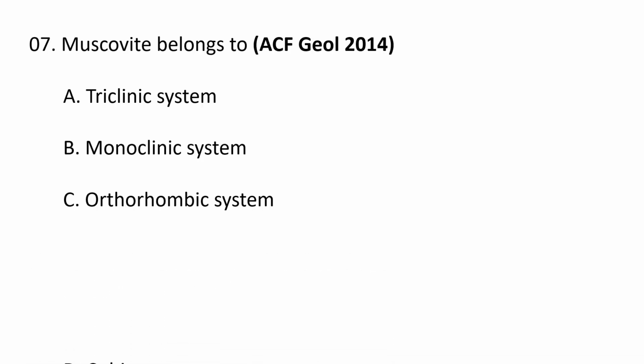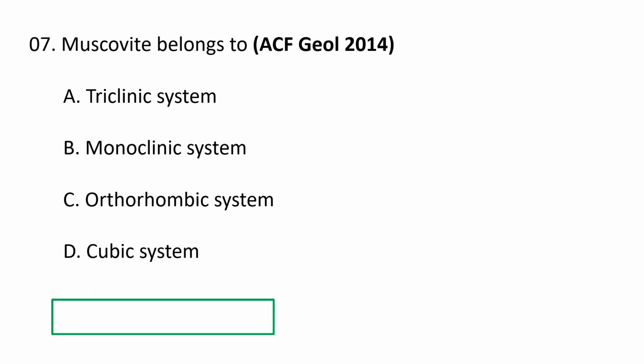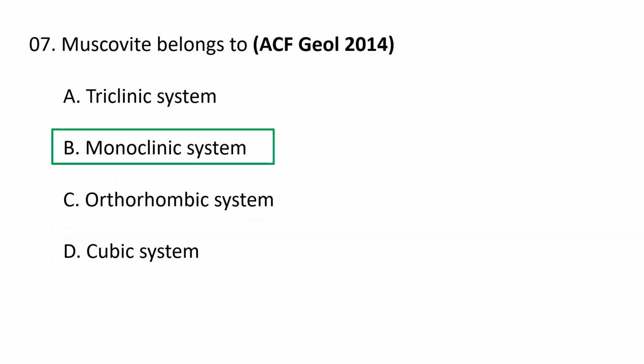Next question. Muscovite belongs to A. Triclinic system, B. Monoclinic system, C. Orthorhombic system, D. Cubic system. So muscovite, it's a mica family, it belongs to monoclinic system. So B is the correct.